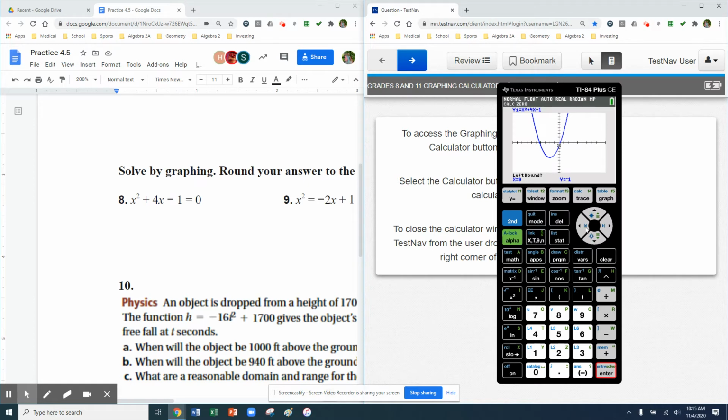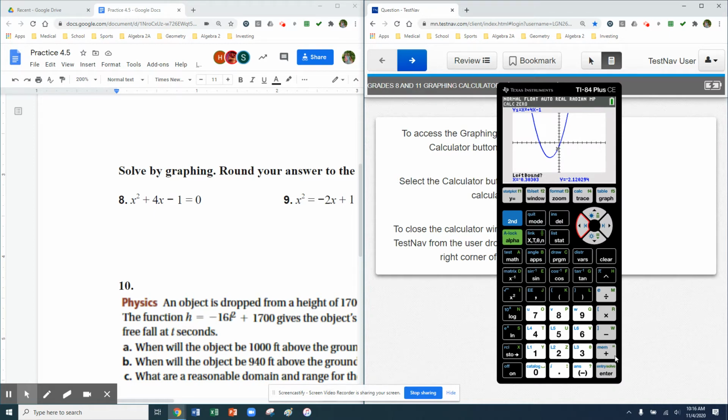Then it's going to ask you left bound, right bound. So if we're looking for this 0 right here, left bound means I need to have my blip, my little blinking thing, somewhere to the left of where it crosses the x-axis right there. So right now my blip, if I think about a line being drawn like a barrier, is to the left of where it's crossing.